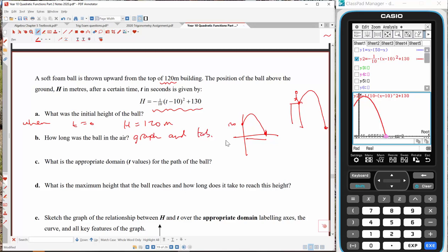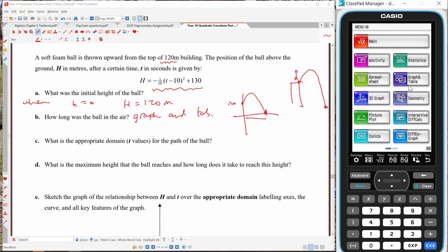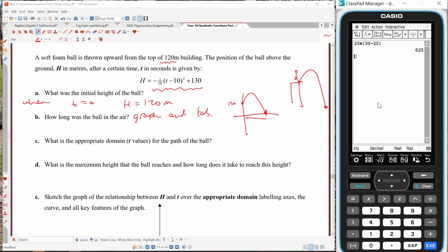All right, so that's one way of doing it, with the graph and table, but that's not my preferred method. What we're going to do is go into the main screen, and I'll show you how. We're going to grab the solve function, and we're going to say that I've got this function, 1 over 10 multiplied by (x take 10) all squared plus 130, and I want to find out when it's equal to 0. That is, I want to get the x-intercepts. I want to solve for x.